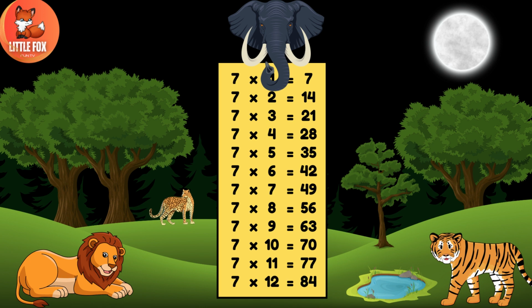7 multiply 9 is equals to 63. 7 multiply 10 is equals to 70. 7 multiply 11 is equals to 77. 7 multiply 12 is equals to 84.